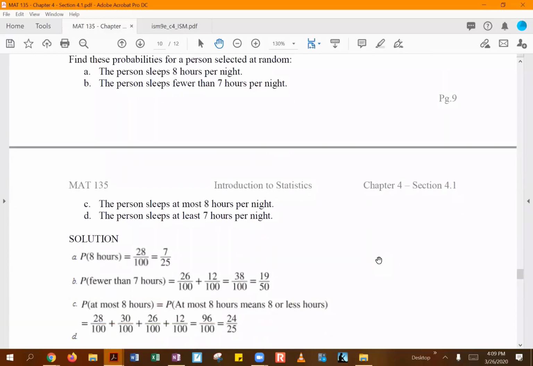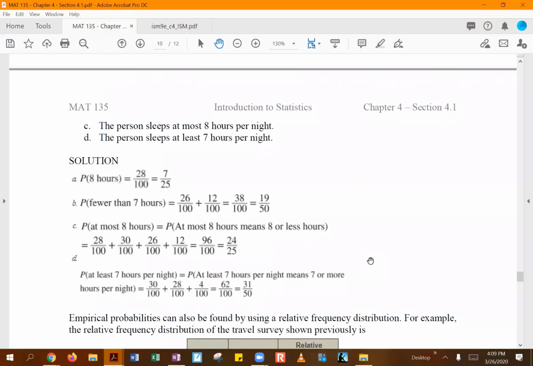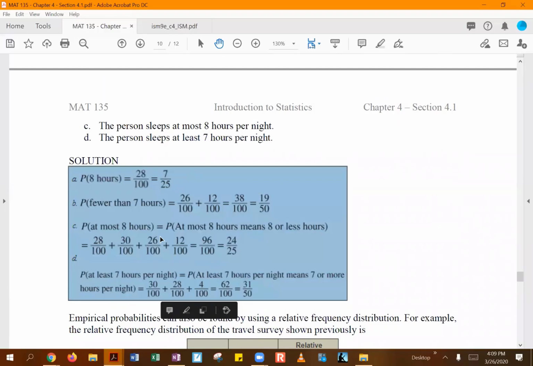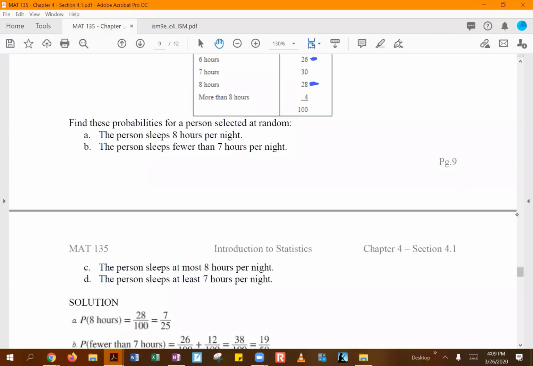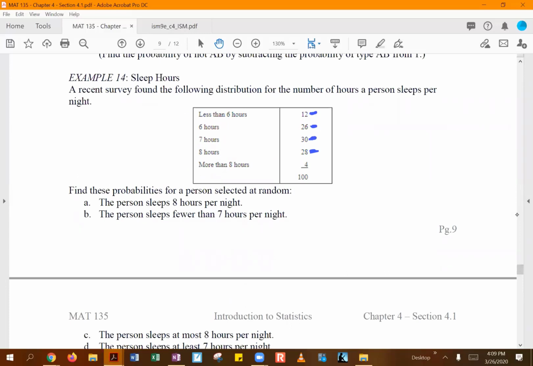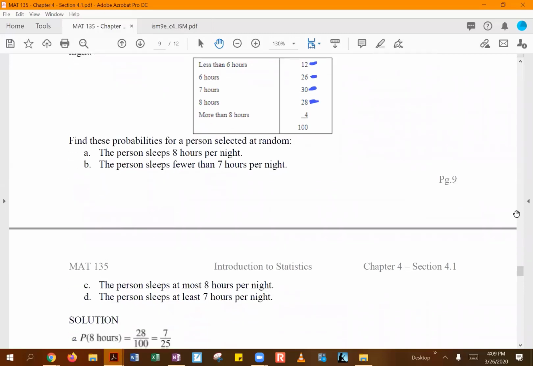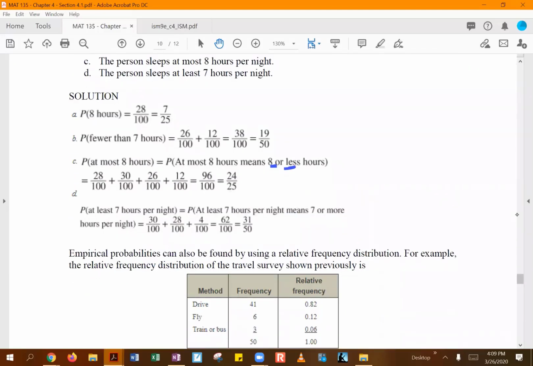Okay, part C is saying sleeps at most, which means we're saying they are sleeping a maximum of 8 hours per night. So as you can see here in the solution for part C, we are saying at most means they are sleeping 8 hours or less than 8 hours. So that's actually going to include these first 4 categories, the 12, 26, 30, and 28. So you can do it that way.